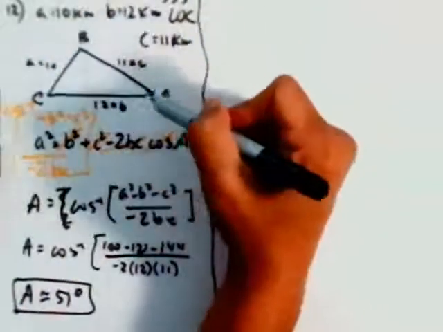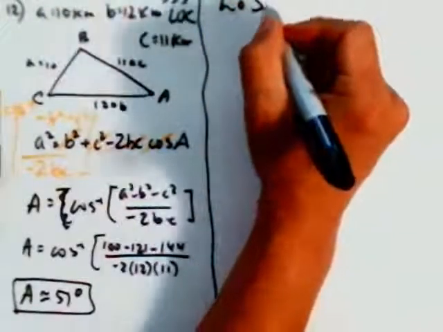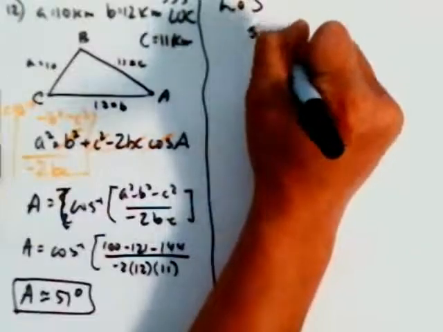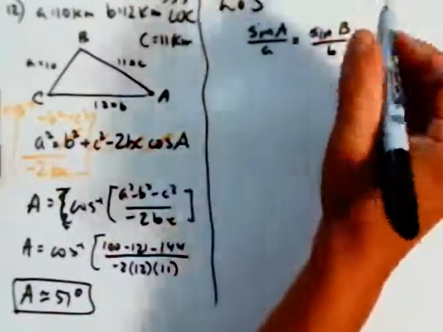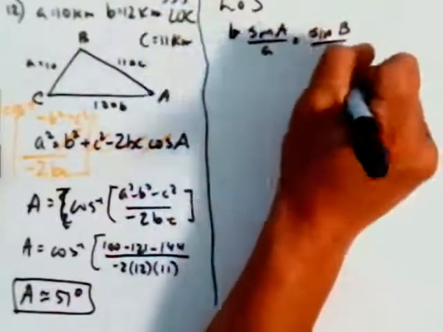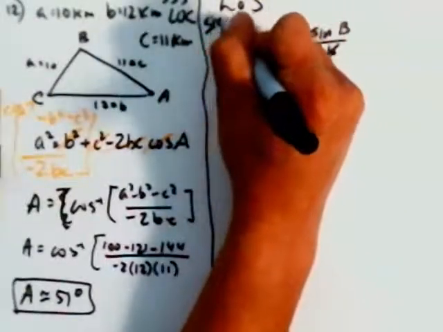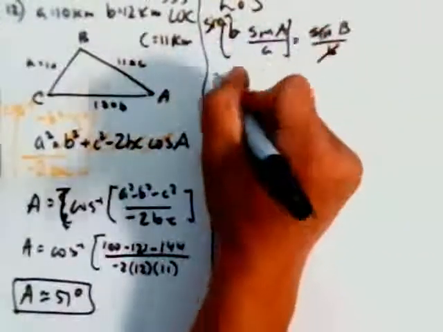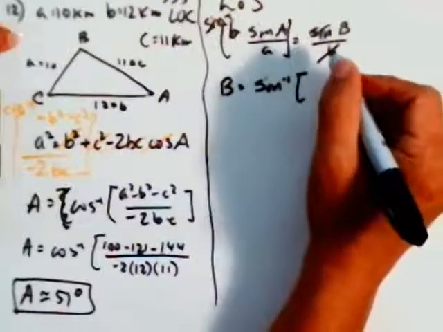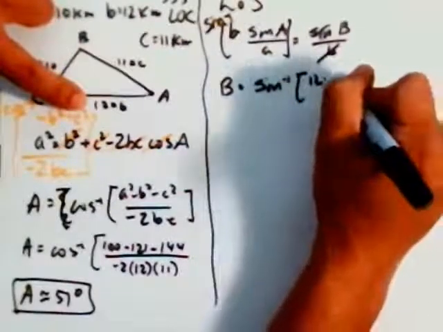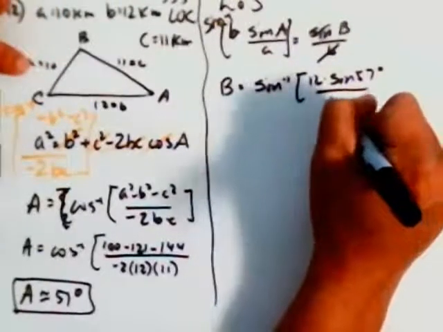Okay, and since we found out what A was, now we can use the law of sines. Law of sines is a lot easier to use. So sine of A over little a is equal to the sine of big B over little b. I'm trying to figure out what B is, so I'm going to multiply by b. How do I solve for B? Take the sine inverse of the left side, cancels with that. B equals the sine inverse of little b, which is 12, times the sine of 57 degrees divided by little a, which is 10.